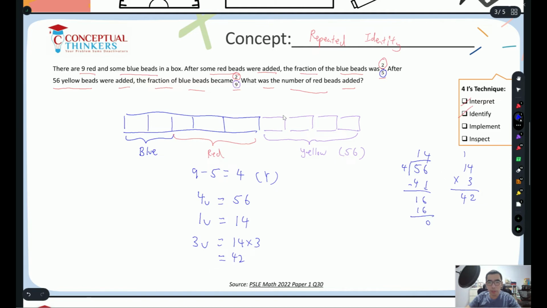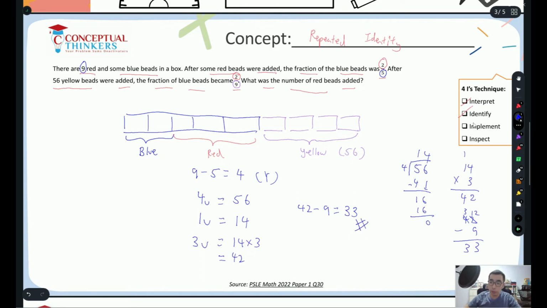Now, in order to find the number of red bits added, what I do is I take the number of red bits in the end, I minus away the number of red bits at first. So I'm going to take 42 minus away 9. So this will give me 33. Okay, so take 42 minus away 9. So I'm going to borrow. So this will give me 33. Okay, so this will be the answer for this question.